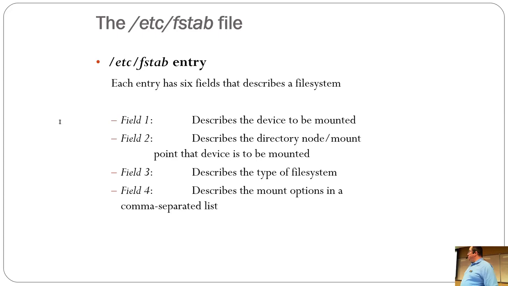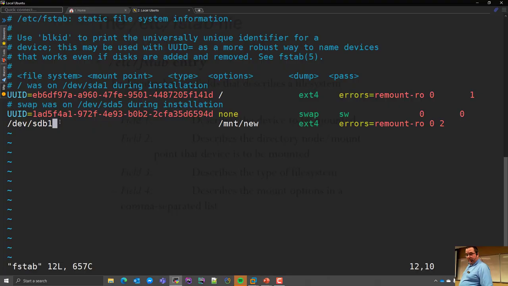Field 2 tells it where it is supposed to get mounted. So you will see that this one gets mounted right to the root, because that's my root file system, the primary file system, my Linux system, goes to root. This is a swap partition. It doesn't get mounted, so it mounts to none. It cannot be mounted.